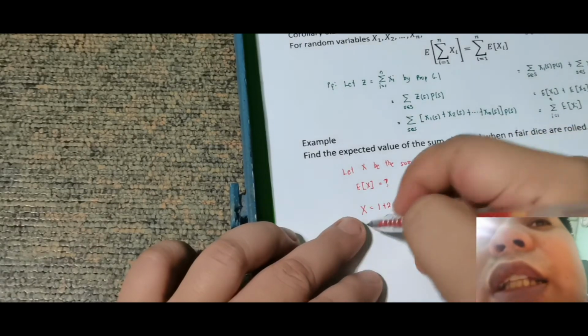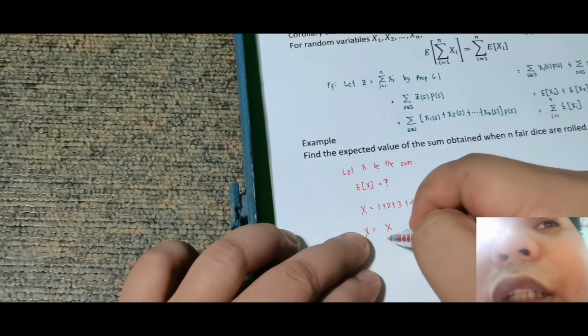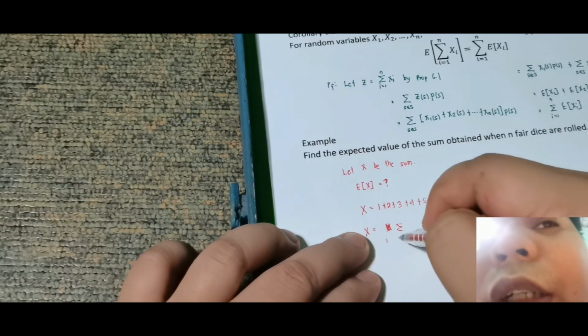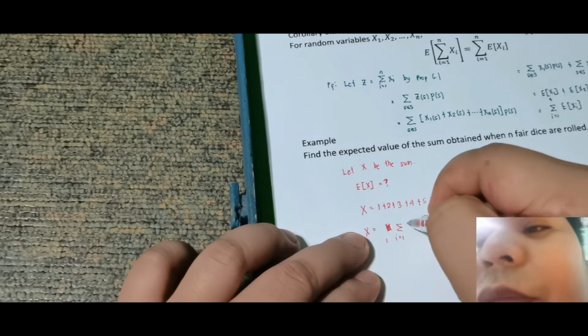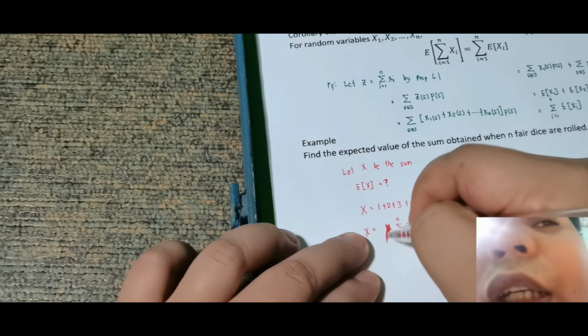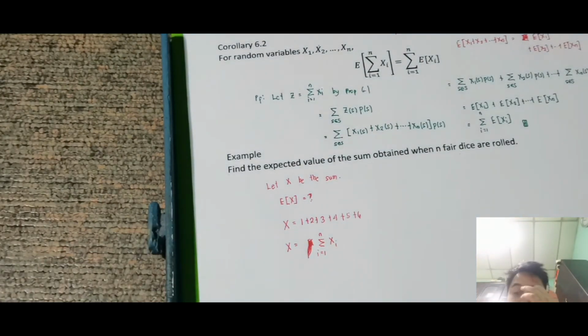Okay, pero since hindi natin alam, pwede natin represent as ganito. This is just x is equal to summation for i is equal to 1 of x sub i up to n, kasi hindi natin talaga totally alam kung ilan sila kasi n pair dice yung itotos natin. Okay, so again, ito yung ating mga tawag dito. Sorry.